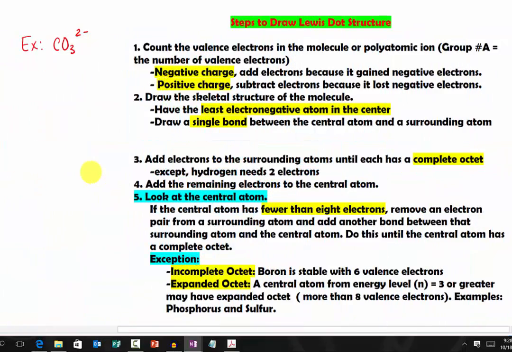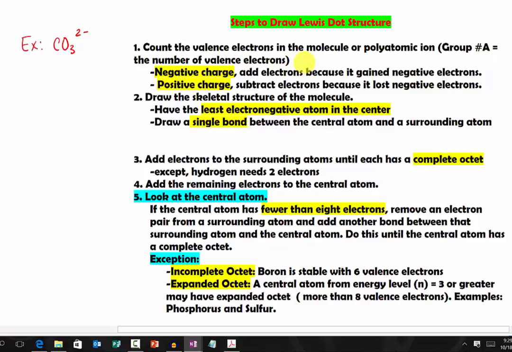In this lesson, we are going to learn how to draw Lewis dot structure, or another way of saying it is, how to draw electron dot structure. Here are the steps. The first step is to count the valence electrons in the molecules or the polyatomic ions. Here's a trick: use the group number A, the representative number. The group number of the representative element equals the number of valence electrons.